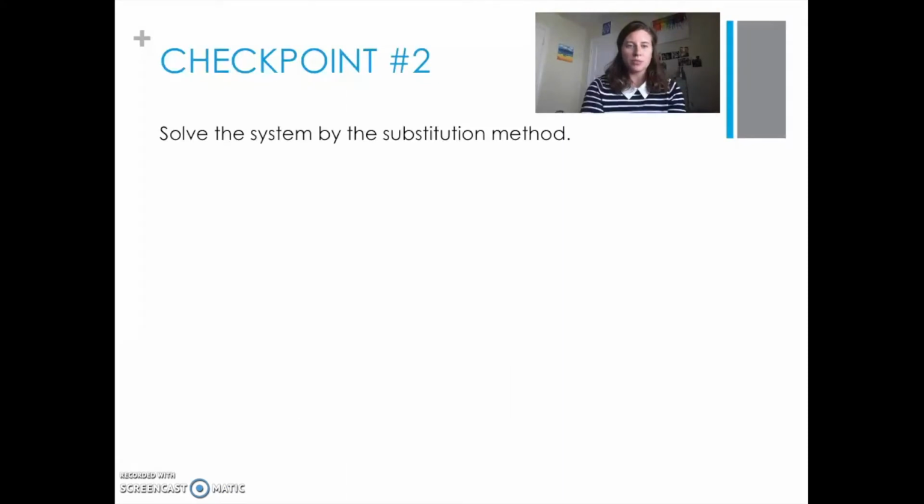Checkpoint number 2. Solve the system by the substitution method. Pause the video and see if you can get the correct answer. Then continue to see if your answer is right. The solution is the ordered pair 6, 11.